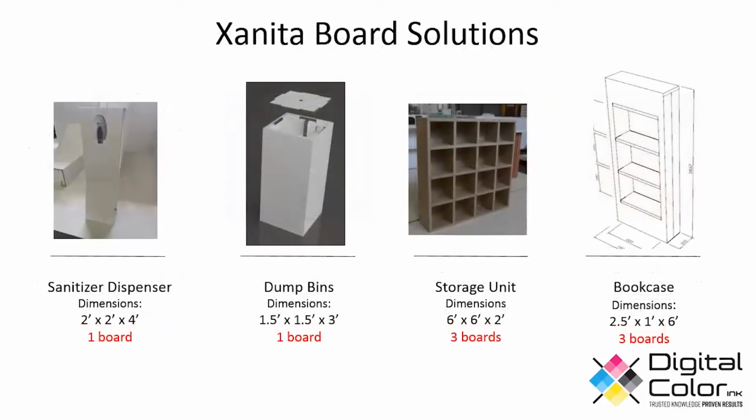The hand sanitizer unit, again, 2 foot by 2 foot by 4 foot, is about 1 board. The dump bin is kind of a unique thing because it's got a little top that you can remove. This could be used as a bin to throw different types of garb or utensils or different things that you've used in that space, and then take it out and dispose of it properly. But that's about 1 board. The storage unit here is a nice, robust cubicle type unit, 6 foot by 6 foot by about 2, and that would take about 3 Xanita boards to do.